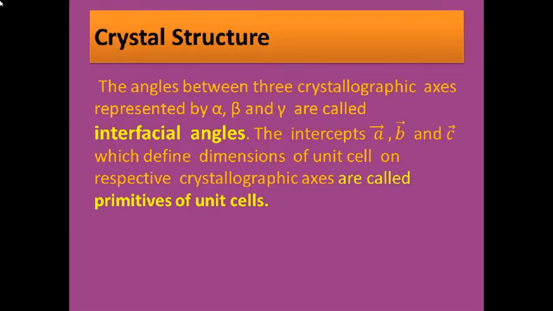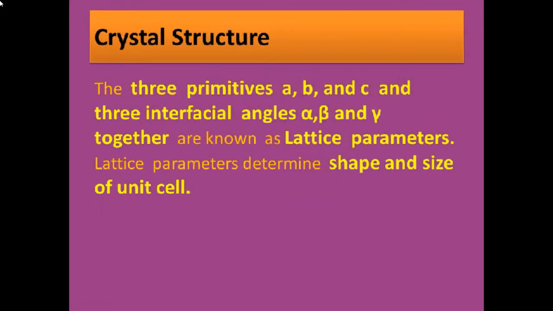The intercepts a, b and c, which define the dimensions of a unit cell on the respective crystallographic axes, are called primitives of the unit cell. Again, fill in the blanks based on this line; they may ask. The three primitives a bar, b bar and c bar and the three interfacial angles alpha, beta and gamma together are known as lattice parameters. Again, they can ask fill in the blanks or true or false based on this line.